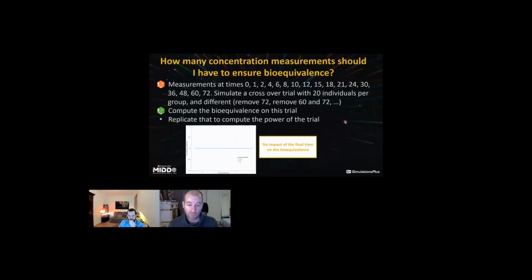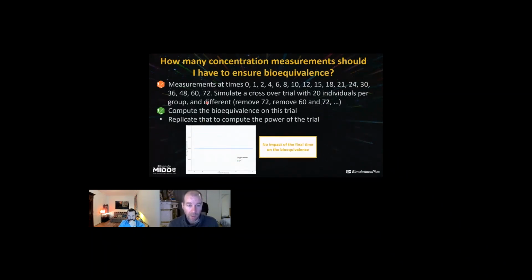What we've done is, with the 10% variation and 20 individuals, we removed the last two time points and took a different final one. And what we've seen is that there is no impact at all on the bioequivalence study, meaning that in that case, we can skip the last 4 or 5 measurements, and it has no impact. So it leads to a lot of reflections to say, okay, we can shorten the trial and make it shorter in terms of time and less costly in terms of measurements.